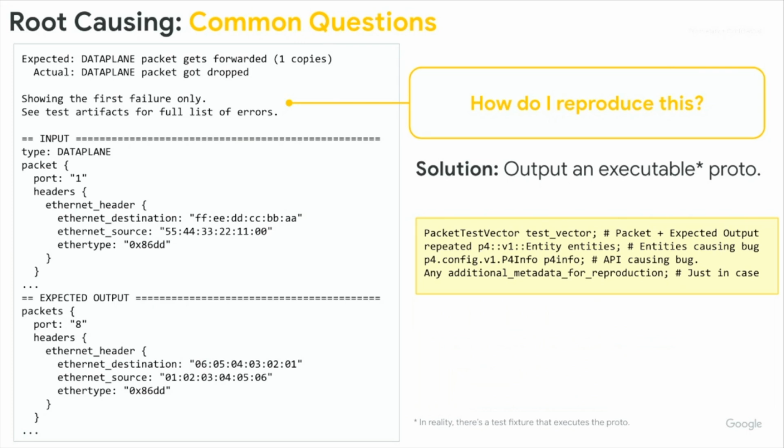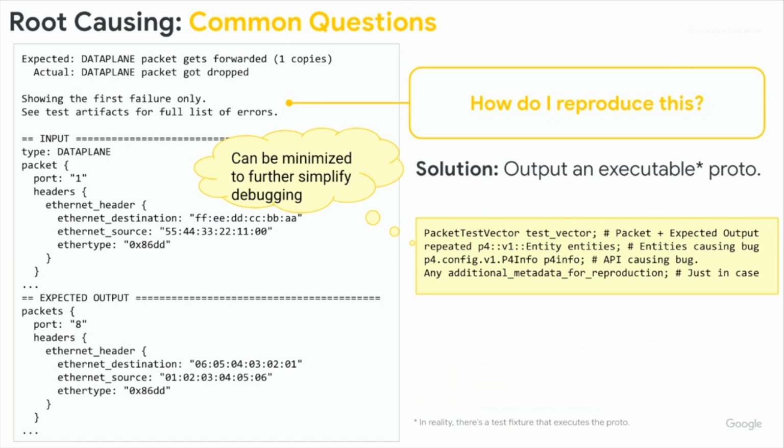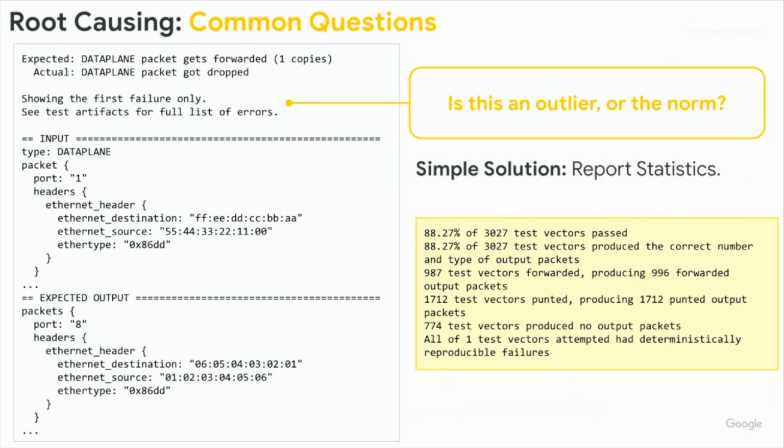We can also output an executable proto, it turns out. So we recently wrote this code that will output a proto that you can run in some test vector, in some test file, and it will just reproduce the failure that you saw on any testbed that you run it, assuming it wasn't testbed specific. So if it doesn't, it means it was testbed specific, and that's already useful information.